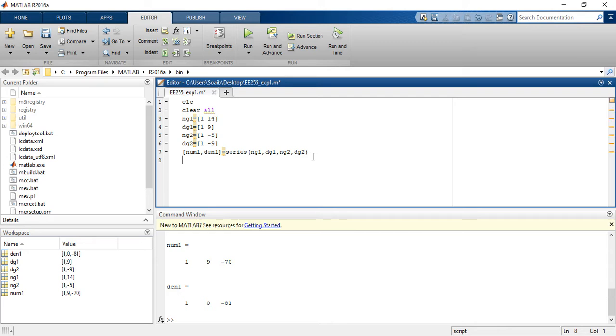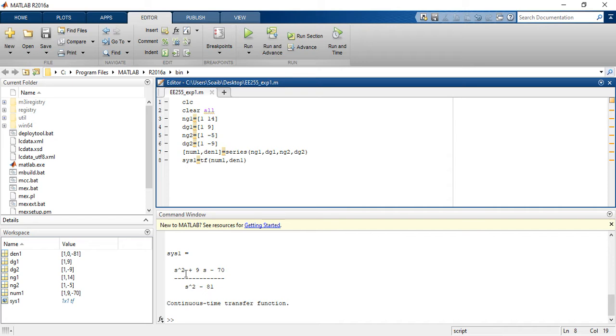MATLAB is providing this facility. System 1, I am taking one another variable. System 1 is equal to tf. tf is nothing but the transfer function. We want to convert to a transfer function, so it will be considered as tf of num1 comma den1. Whatever answer is saved over here is going to be converted in terms of a transfer function. So I am running it.